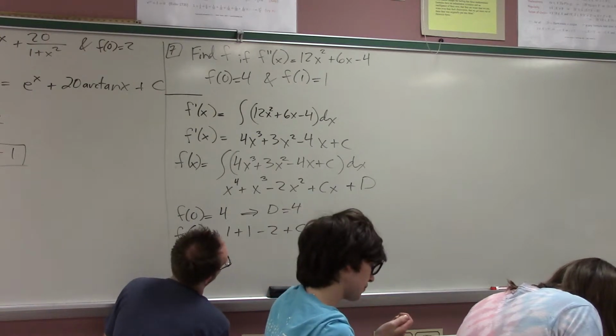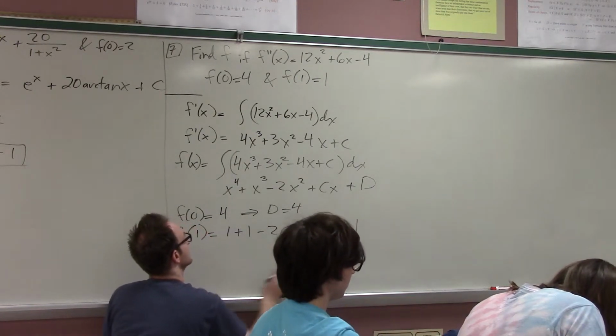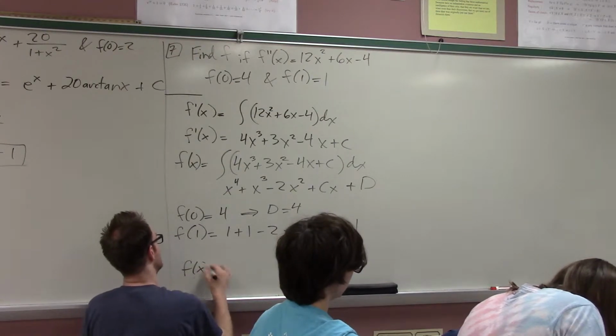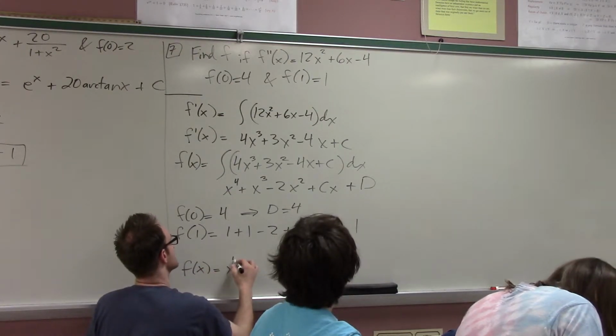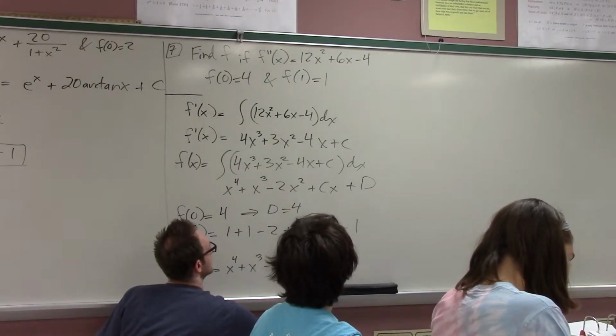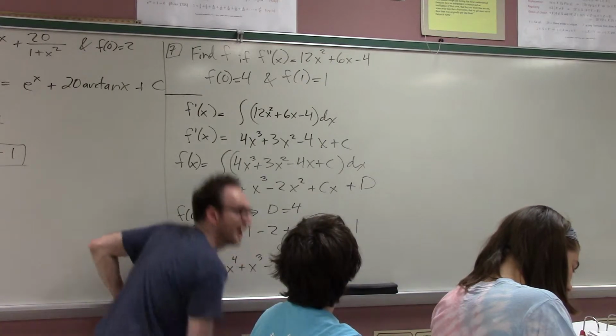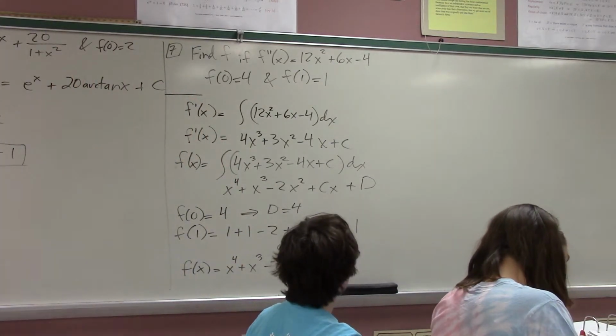So if I did that right, what does c have to be? -3. c has to be -3. And thus, the only function meeting these 2 initial conditions is x to the 4th plus x cubed minus 2x squared minus 3x plus 4. All right, how do we feel about this? Good, 2 more problems.